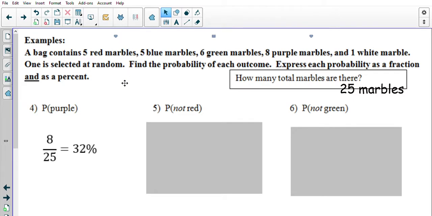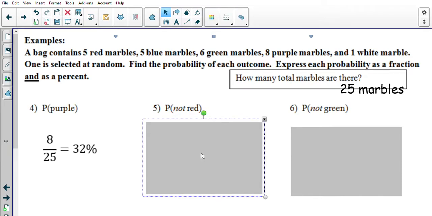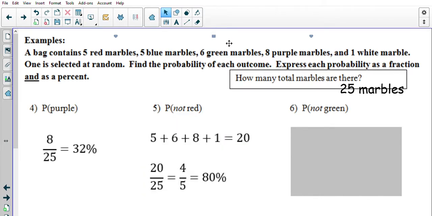Let's shift into some that are a little bit more challenging. Number 5 says P and then in parentheses, not red. So that would be blue, green, purple, or white. So what I do is I add up how many blue, green, purple, and white marbles we have. That's 5 plus 6 plus 8 plus 1, which is a total of 20 marbles. So 20 out of 25 are not red. That reduces to 4/5, and that is 80%.